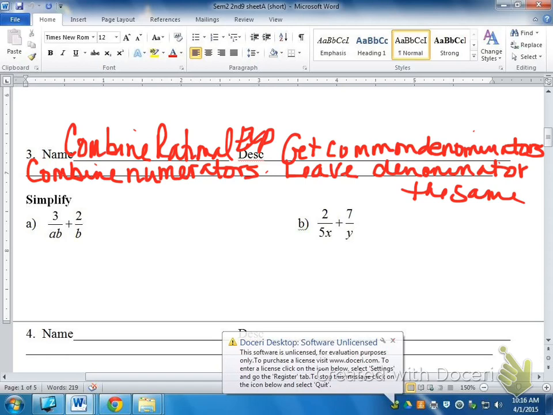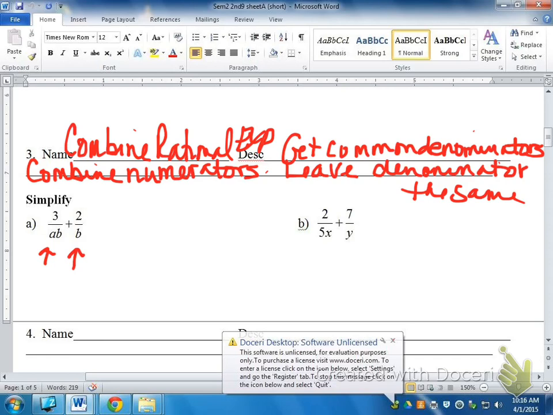Okay, here's what this means. I've got 3 over AB plus 2 over just B. You look at your denominators. The first one is AB. The second one is B. What's missing in the second one that would make it look like the first one? An A. So I've got to purposely make that an AB. Well, I can't just stick an A there.